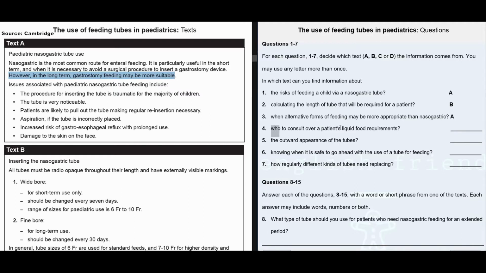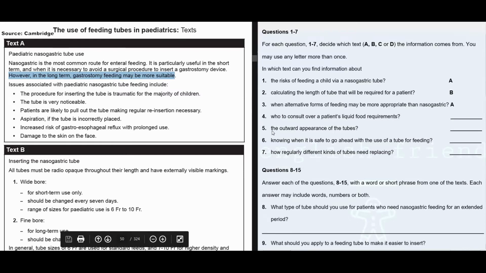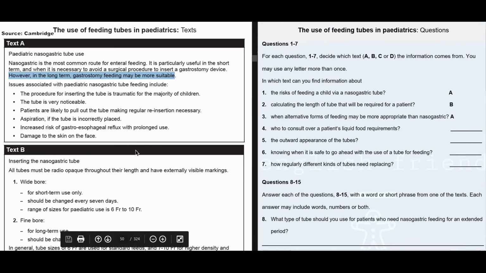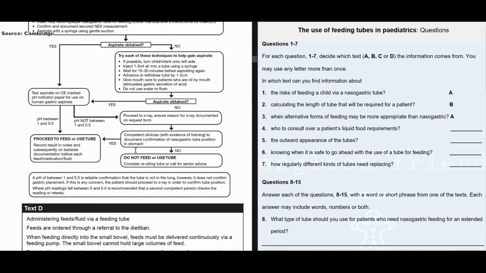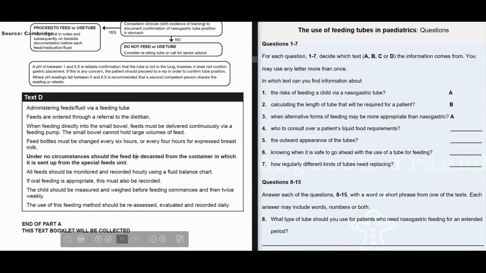Question number 4. Who to consult about a patient's liquid food requirements? This information can be found in text D. Here in the first line, we may see administering feeds of fluid via feeding tube. And in the second line, we have got our information. Feeds are ordered through a referral to the dietitian. So the answer for question number 4 is D. Who to consult about a patient's liquid food requirements, and that's a dietitian. So it's D.